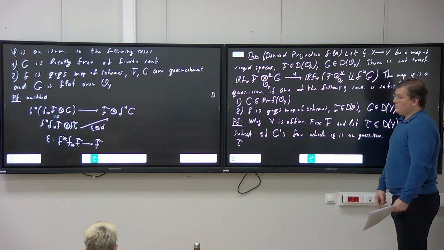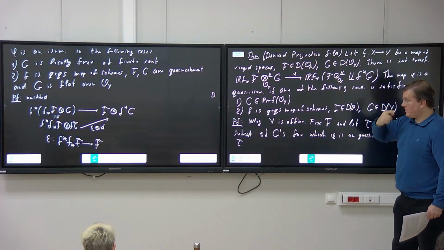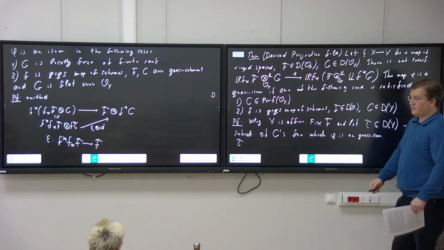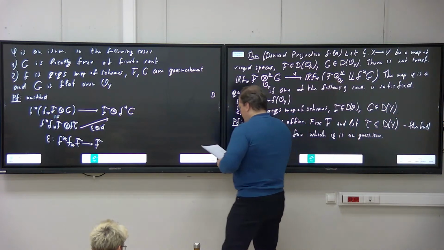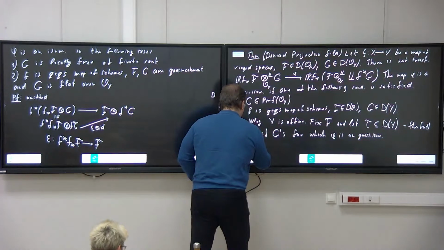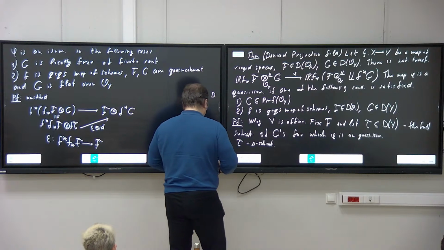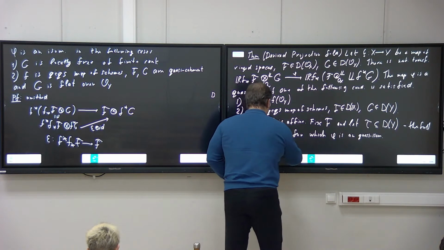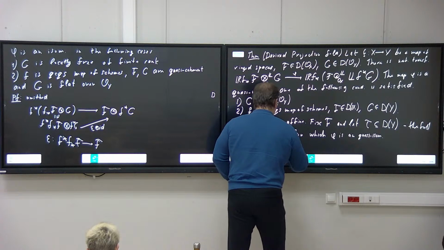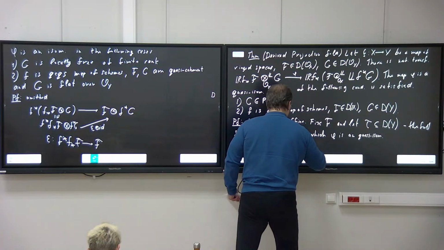Right, the left-hand side and the right-hand side are triangulated functors. If you have a distinguished triangle where phi is an isomorphism on two vertices, then the third vertex is also an isomorphism. So T is a triangulated subcategory. The structure sheaf O_Y is definitely in T.